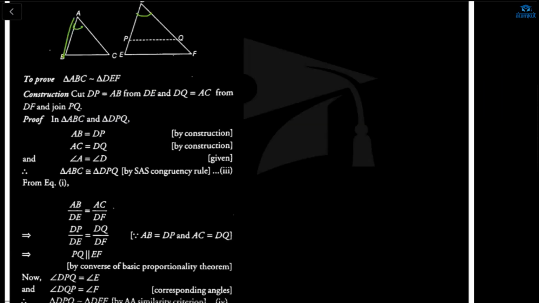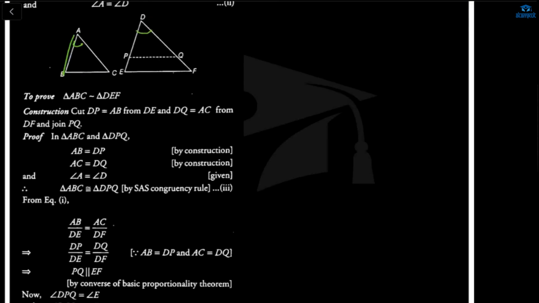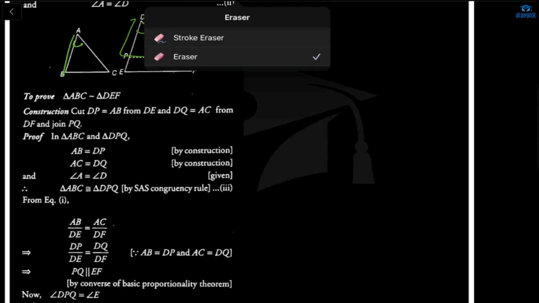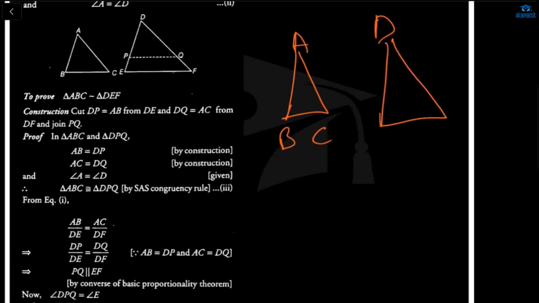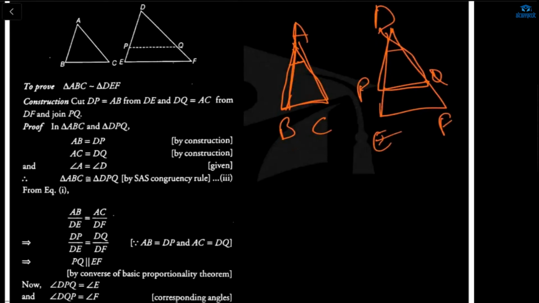Now let's see. If you check in both triangles, ABC and DPQ, only this triangle. I'll rub it because you will not understand. Now we are taking triangle ABC and triangle DPQ. Here AB is equal to DP and AC is equal to DQ from construction, and angle A is equal to angle D, which is given to us. So three things are there, two sides and one angle. So from SAS congruency, these two triangles are congruent.